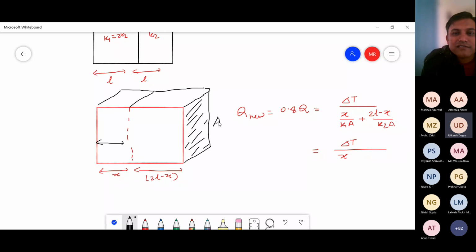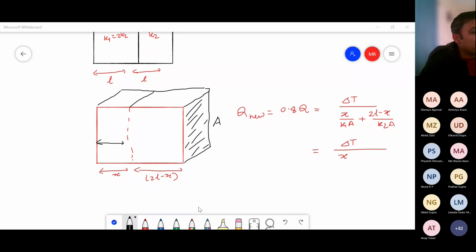Sir, for separate materials, earlier the volume of material 1 was A into L, and volume of material 2 was also A into L. But now the volume of material 1 will be... Where is the question of volume here, Raman? I am not able to see. Sir, I wanted to say, are we changing the amount of material also?